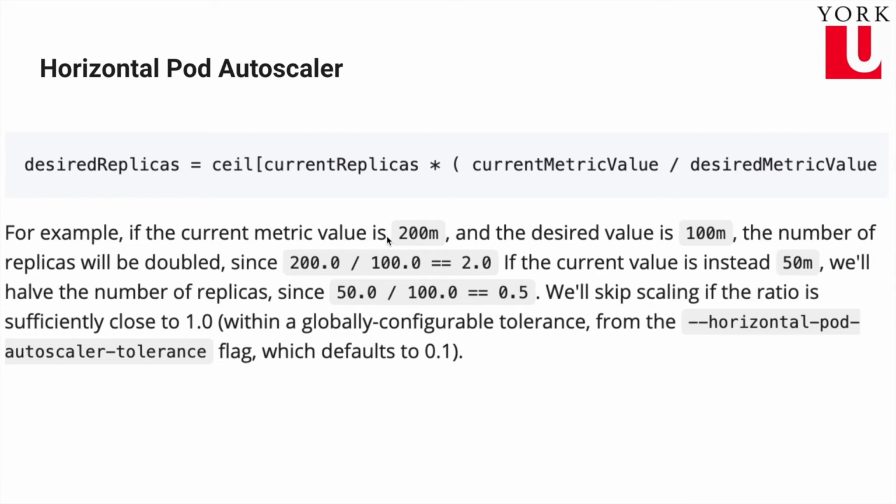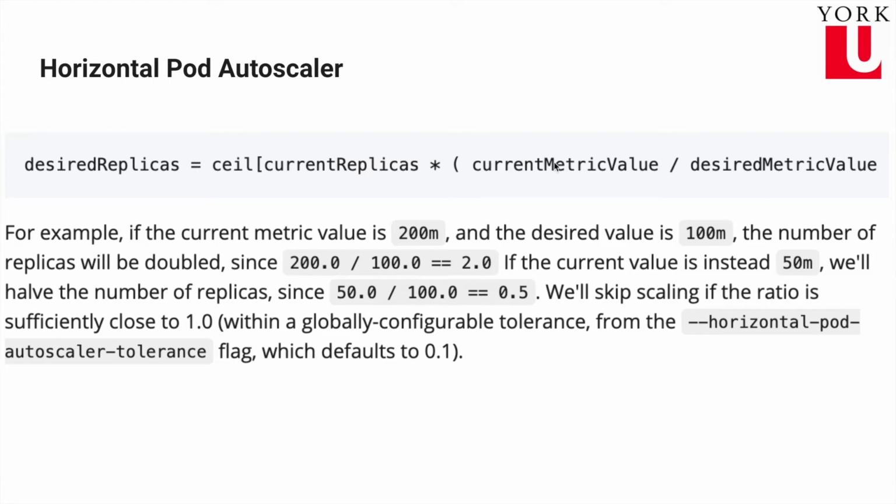And just going a little bit deeper, now that we have the metrics, how does HPA define that we need more or fewer replicas? All we're saying is, hey, here's my CPU consumption, if it's 50%, do something about it. So how does it work under the hood? As an example, we have as a current metric 200 millicores, and the desired value is 100 millicores. So the number of replicas will be doubled in this case, because 200 divided by 100 is 2.